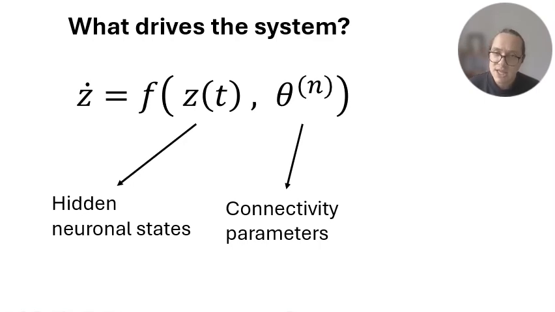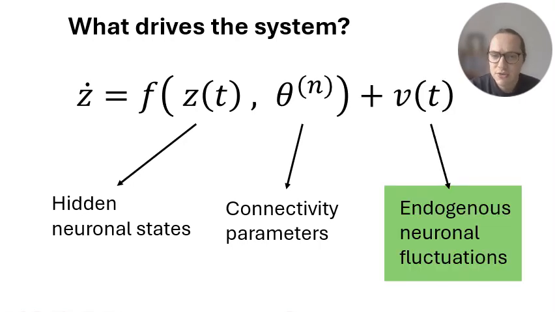Well, in the absence of any external experimental input, as is the case with resting state fMRI, we assume that the system is going to be driven by endogenous fluctuations in neuronal activity of the type that you might expect in any kind of biological system. So it's going to be these random changes in neural activity rather than experimental driving inputs, which is going to give this system some kind of impetus.